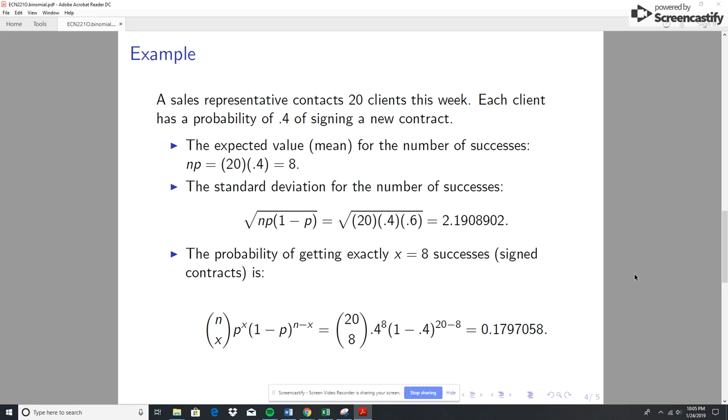So an example here then is you've got a sales representative. The rep contacts 20 clients in the week. Each client has a probability of 0.4 of signing a new contract. So we're curious, how many new contracts would we expect to see? And the answer is 8, given the formula. What's the standard deviation for the number of successes? The answer is 2.19. Again, just applying the formula. So plug in, work it through.